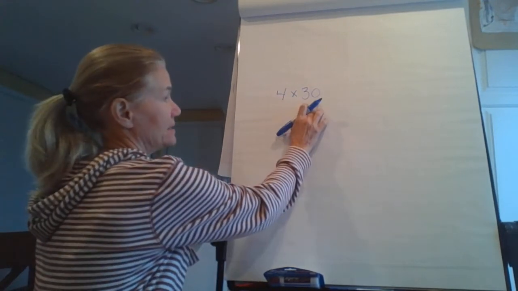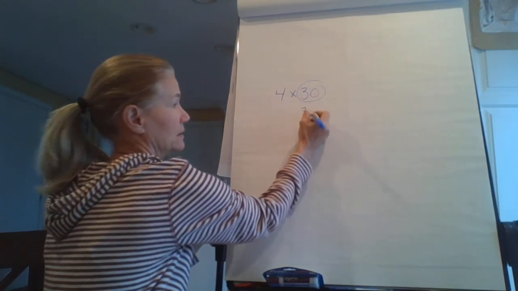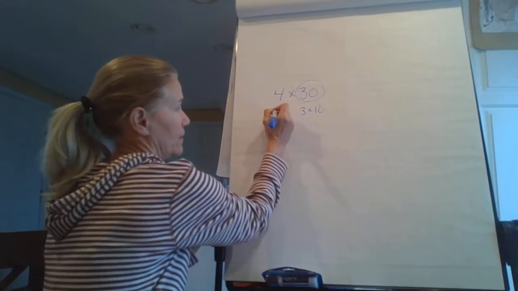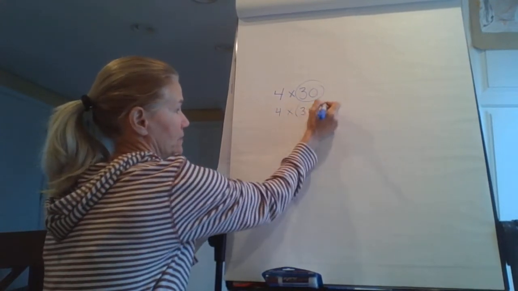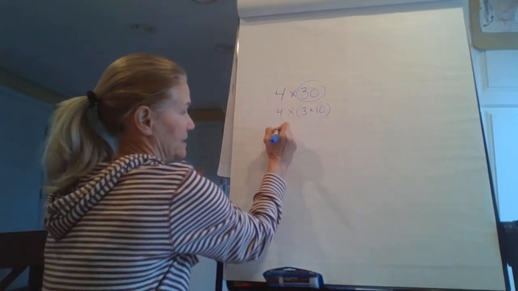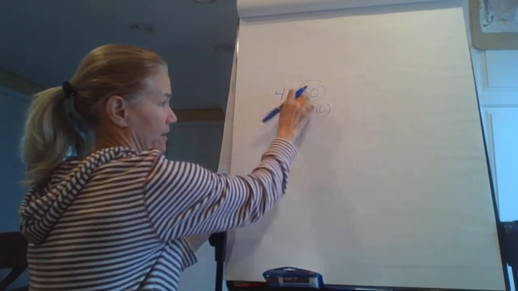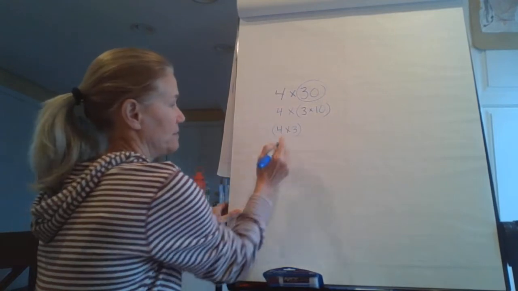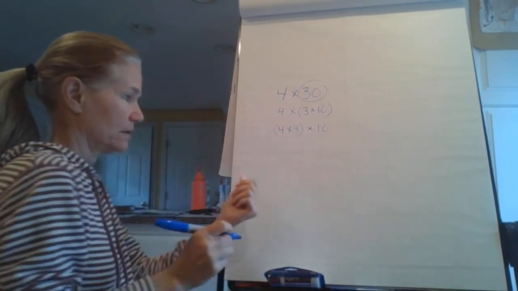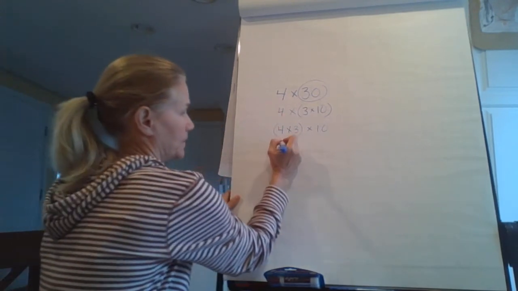Or let's think about this multiple of 10. It's really 3 times 10. 10, 20, 30. So now I still have my 4 times 3 times 10. I don't want to do all of that. I want to break it and make it a simple fact. 4 times 3, using my place value, I know my 3 tens. 4 times 3 times 10, 4 times 3. 4 groups of 3. 3, 6, 9, 12.